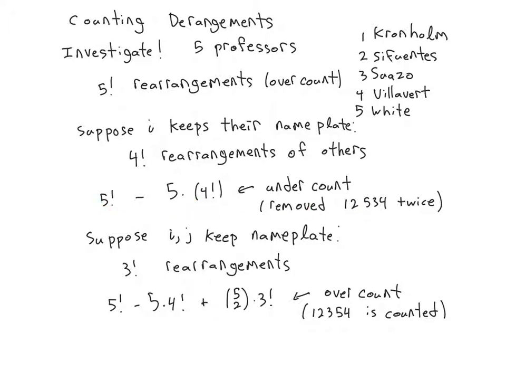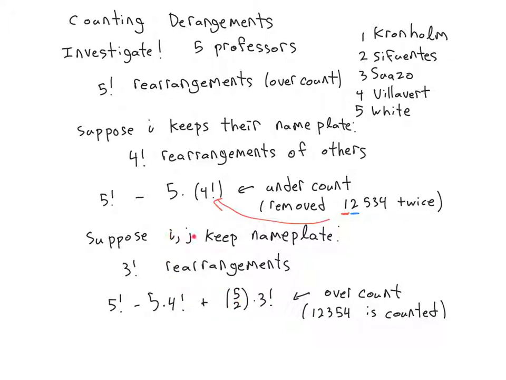Why do we remove it twice? Well, because it appears once in this formula for Dr. Kronholm keeping his nameplate, and it pops up once in this formula for Dr. Cifuentes keeping his nameplate. And so we've undercounted. We need to throw those out. So in order to throw those negative ones out, we need to add them back in, which is what we're going to do next.